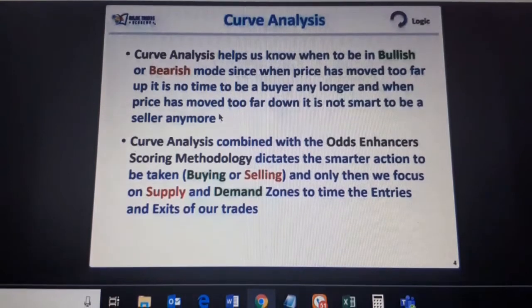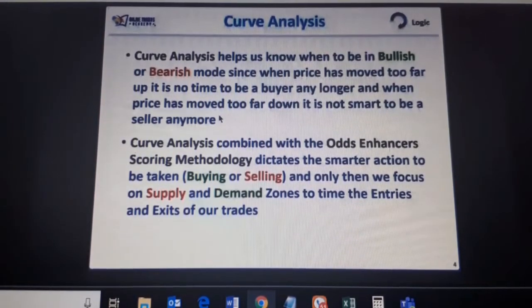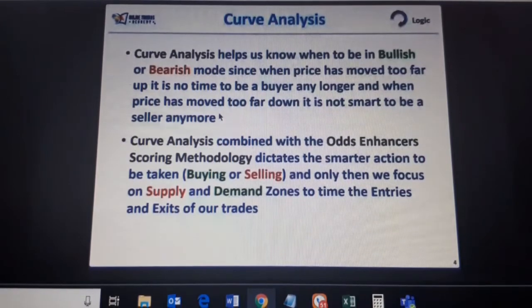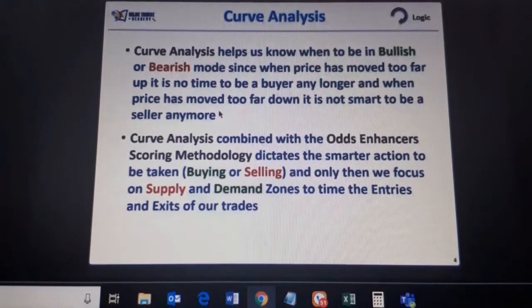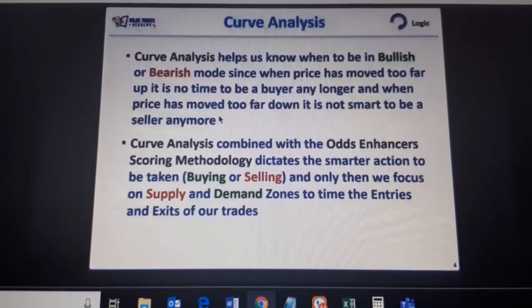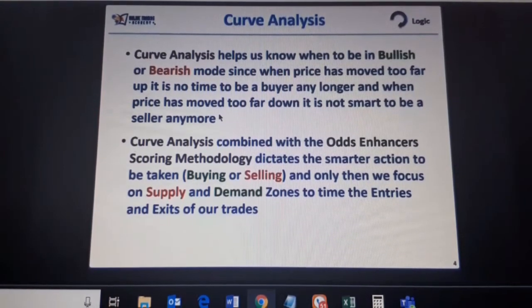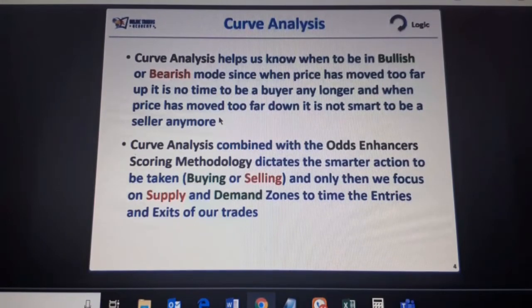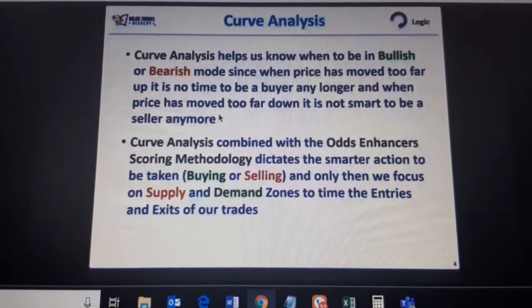In short, in curve analysis you will mark your demand zones and supply zones on the higher time frame, the curve time frame. These demand and supply zones are not to take your entry, but when you mark them on the higher time frame, that will decide whether you will be a buyer or seller of that stock.